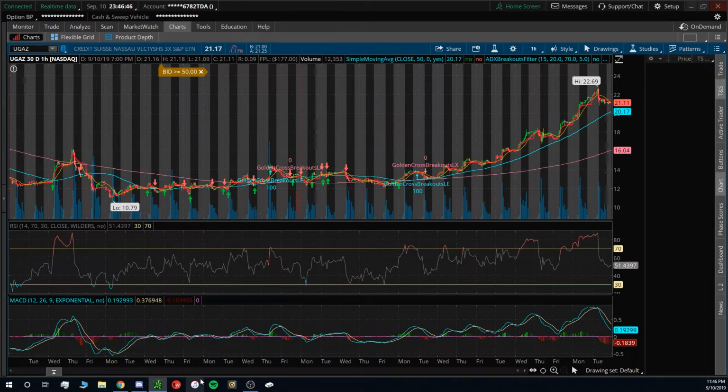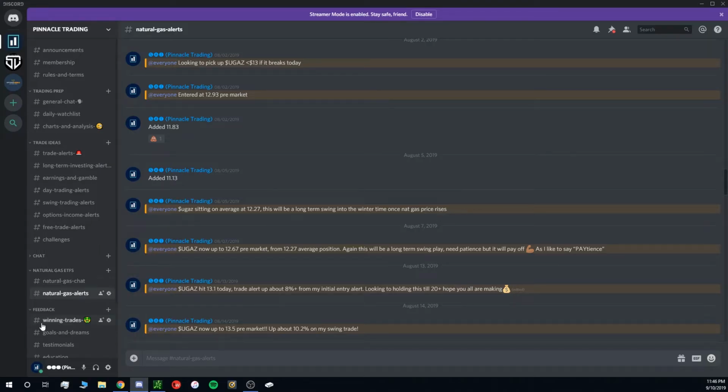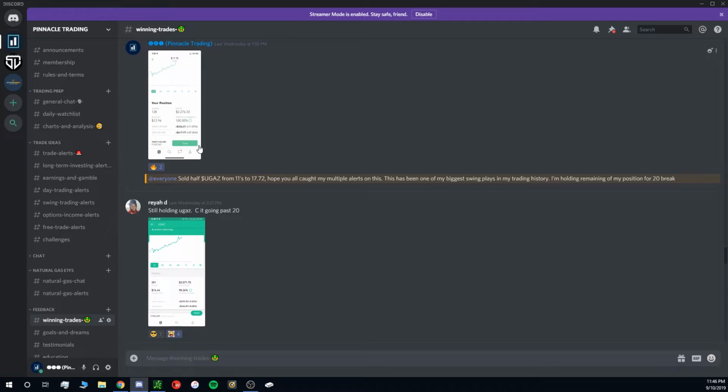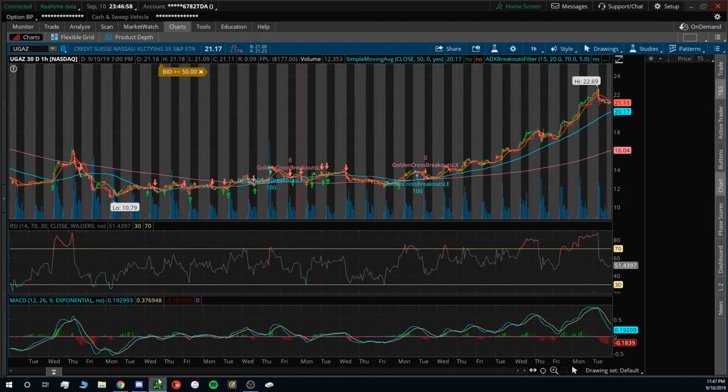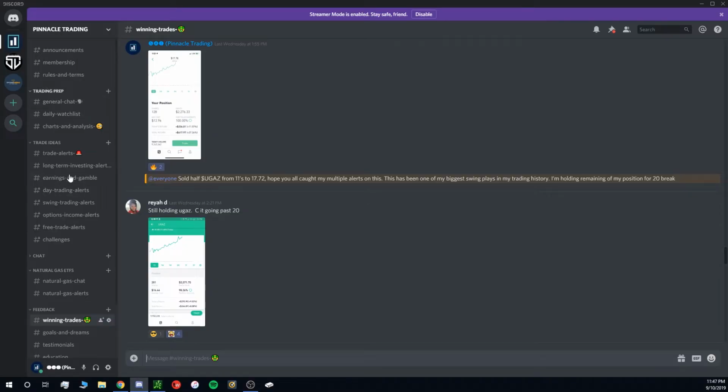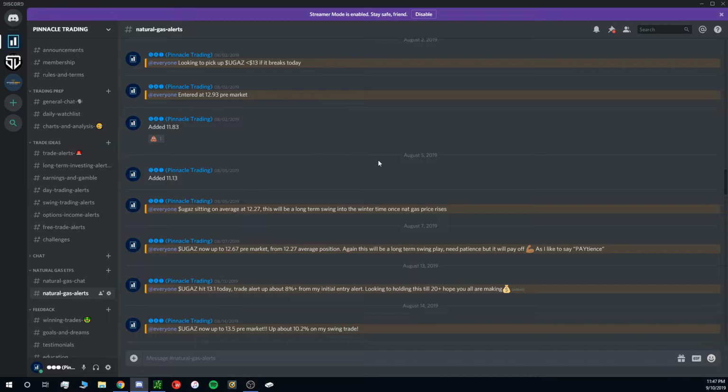So UGAZ trade, let me show you the win on that one. Had a nice solid trade all the way from the 11s, 12s, all the way up to about 21, 22 area. So let's go over this trade. What happened when I called it out initially, it was all the way up here. This was about, let's see, August 2nd. So that was about a month trade on this one, and we had a nice ride up.